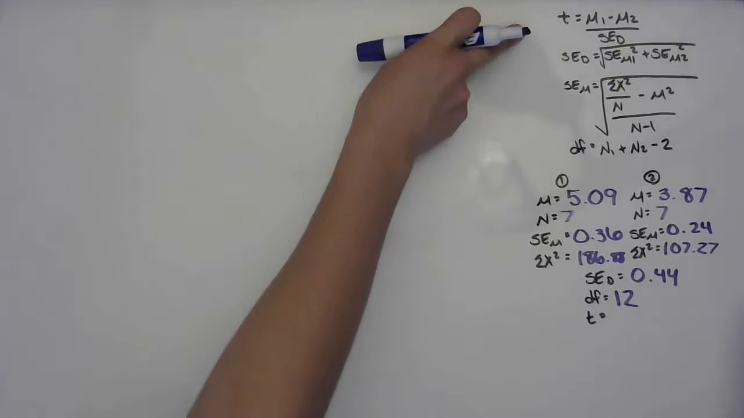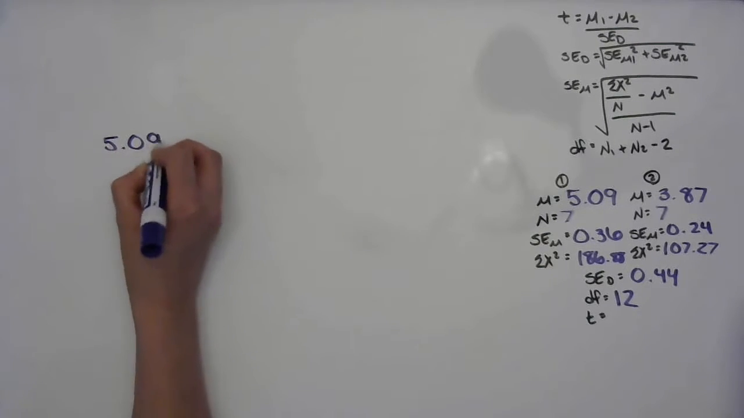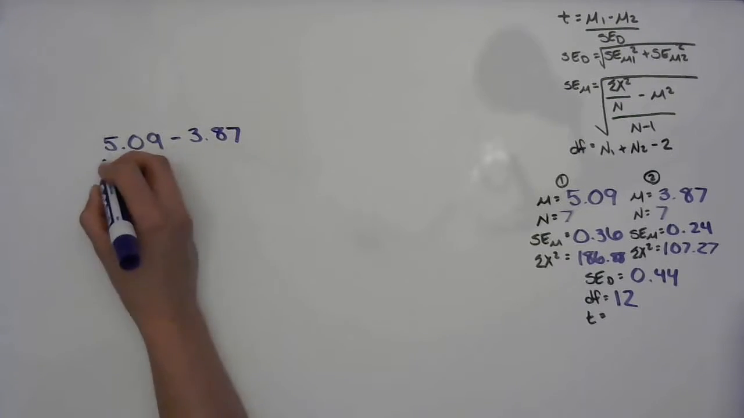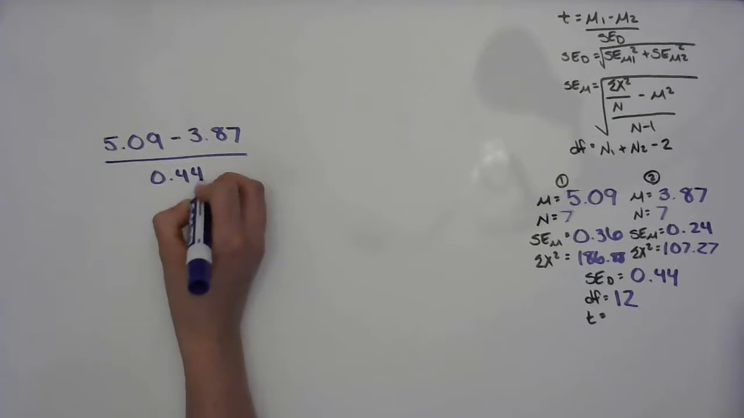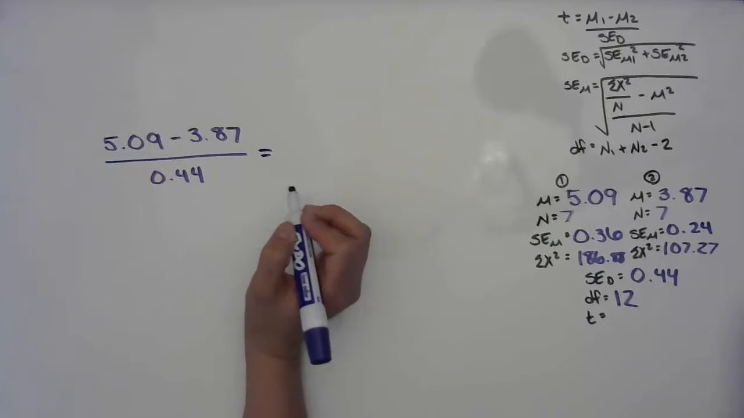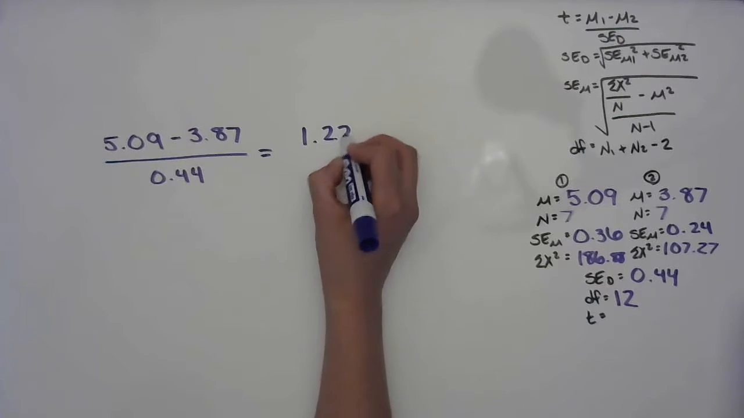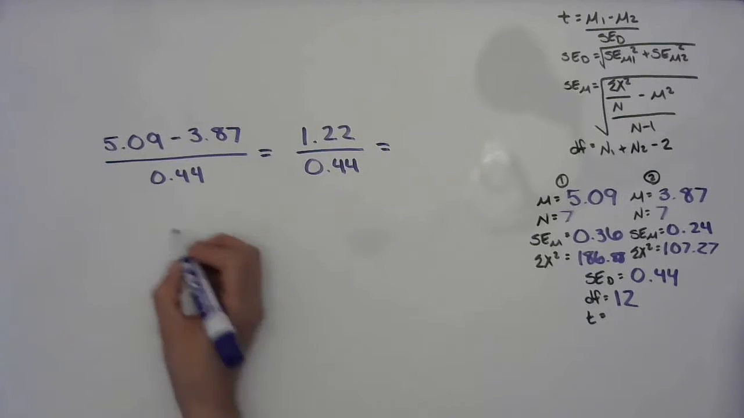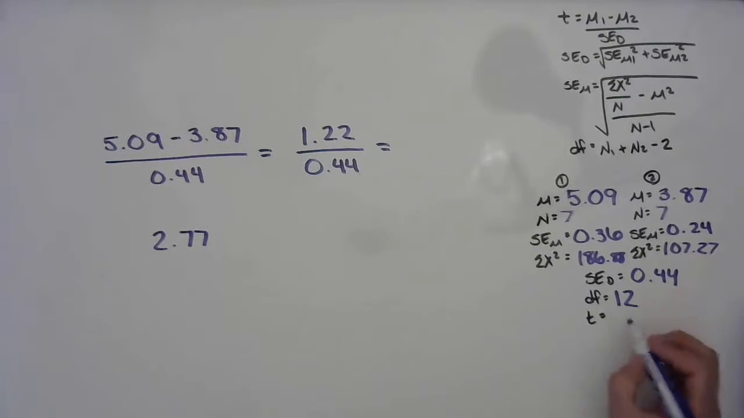So we're just going to plug these values into this formula here. Our mean for group 1 is 5.09 minus our mean for group 2 of 3.87 over our standard error of the difference, which was 0.44. Okay, so 5.09 minus 3.87 is going to give us 1.22 divided by 0.44. Then we're just going to go ahead and divide that out, and that is going to give us 2.77. So our final t-value is going to be 2.77.